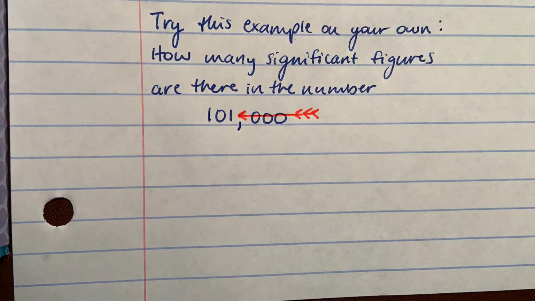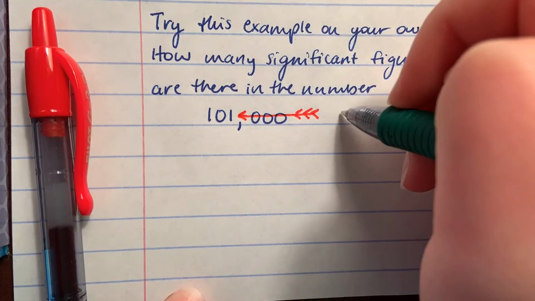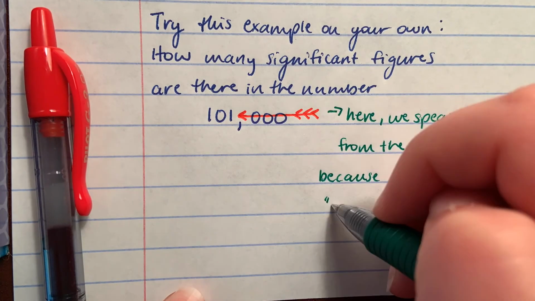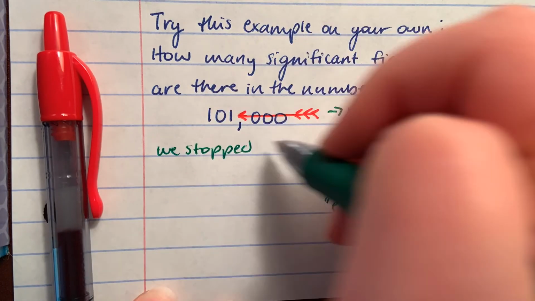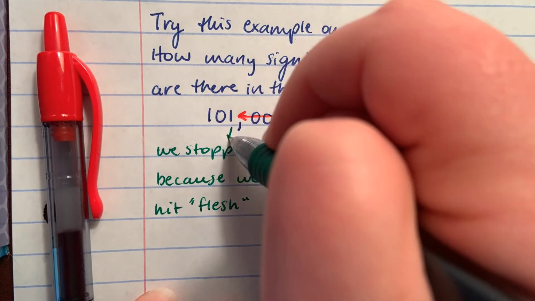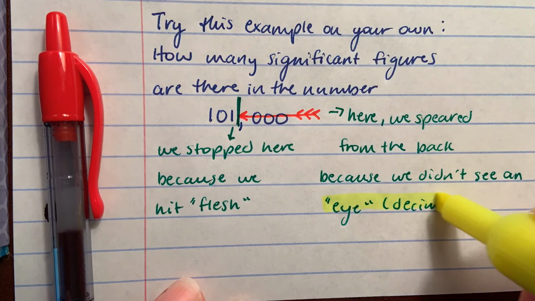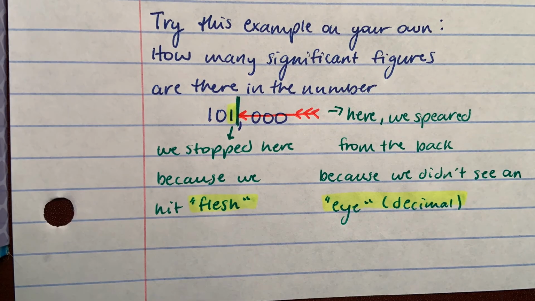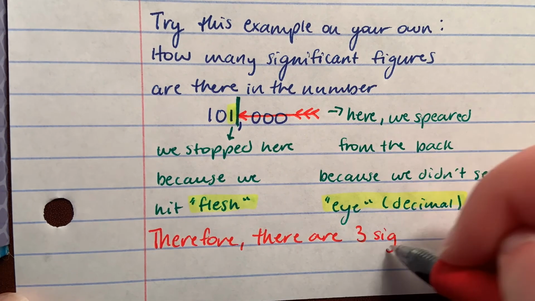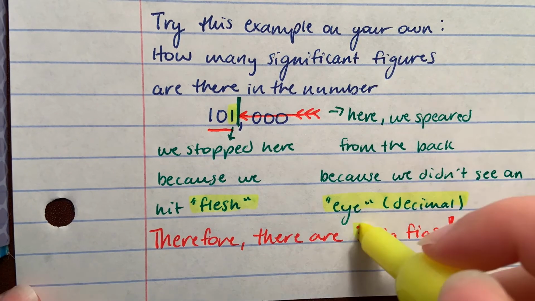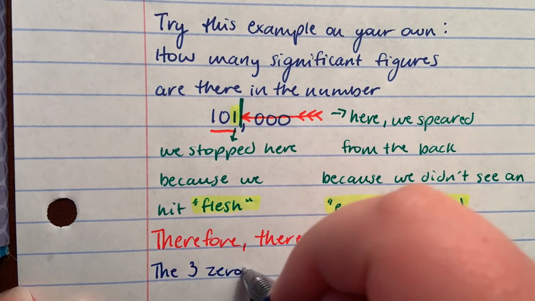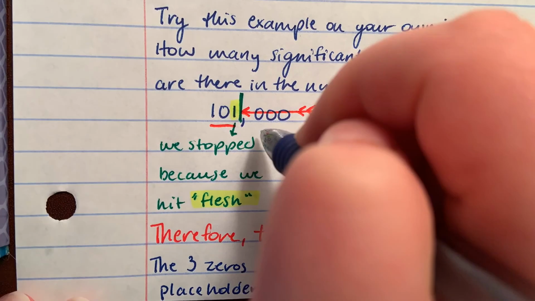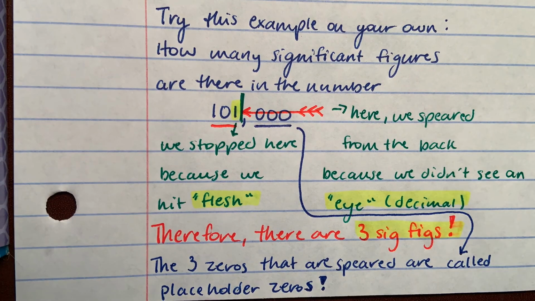Alrighty, so we're going to spear from the back because we didn't see any decimals, and we're going to stop at the third one, if you want to say, because we hit the flesh. So overall, you should have concluded that there are 3 sig figs, which are underlined there in red, and the 3 zeros that are speared are also called your placeholder zeros, which we discussed before.